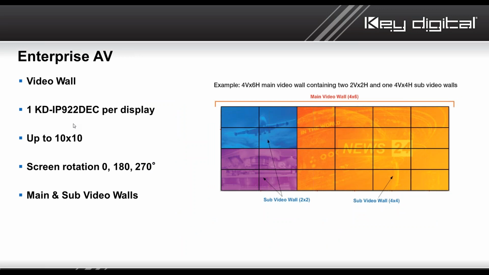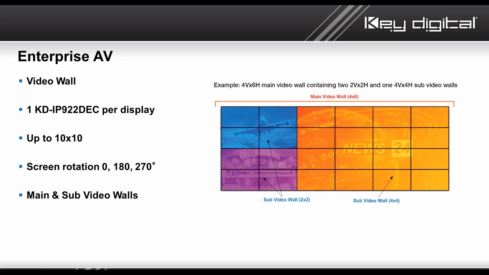We also support screen rotation, 0, 180, 270 degrees, and you could assign main and sub video walls. This is a very, very cool feature. If you're a programmer and you've ever tried to control a video wall and break it up into different zones like this, with other video walls, this is always a pretty painful process. We've made it very, very easy here.